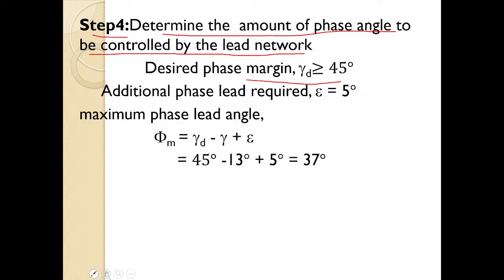Now, let us assume phi m is the maximum phase lead angle. That will be equal to the desired phase margin minus the phase margin of the uncompensated system plus the additional phase lead. What is the desired one? 45. What did you get for the uncompensated system's phase margin? 13. What is the additional phase lead? 5 degrees. Just simplify it, you will get 37 degrees. Phi m is 37 degrees. Just write it down.